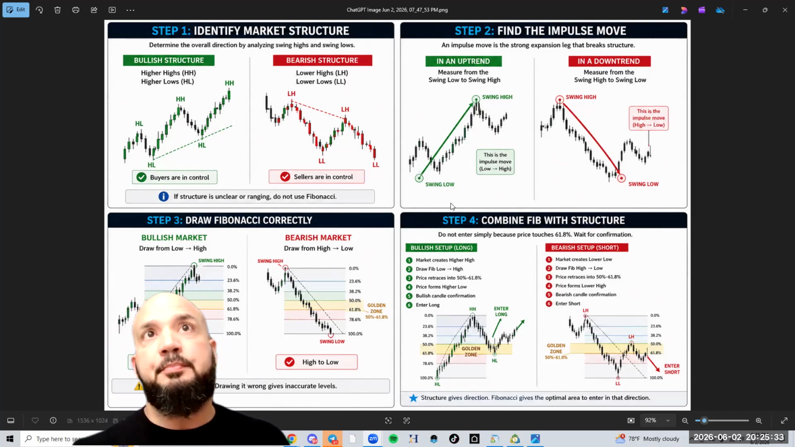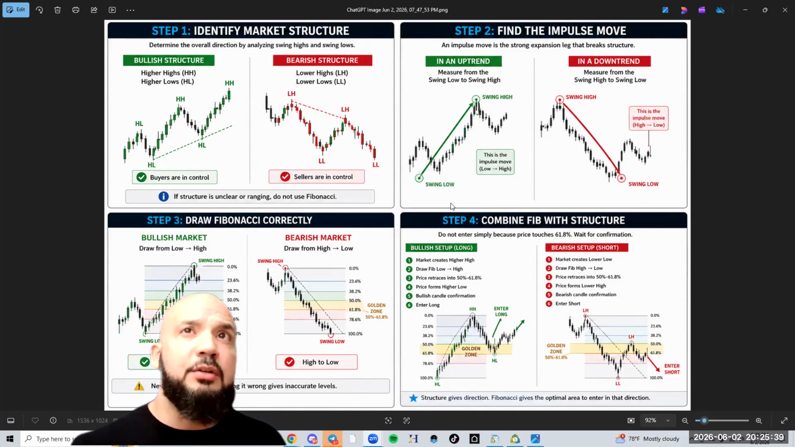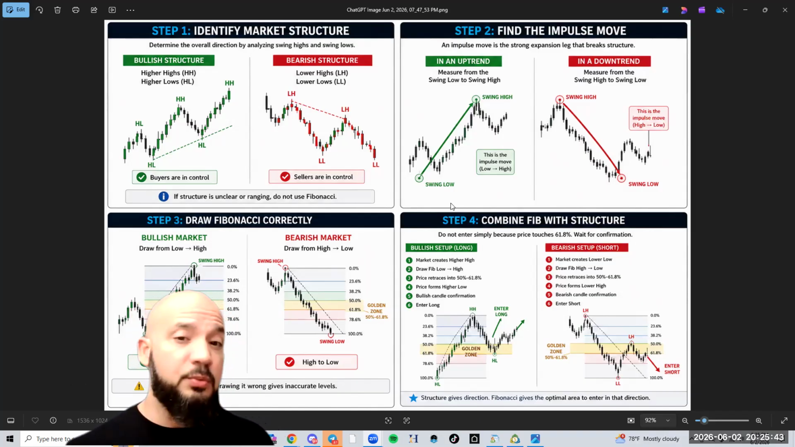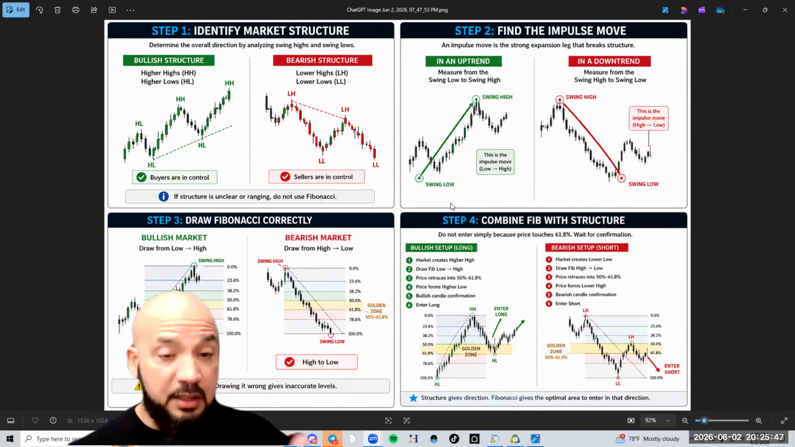All right. Now, the biggest mistake traders make is that most traders draw Fibonacci from random swing points and wonder why it doesn't work. There's a lot of traders out there that think they understand market structure properly, but they're picking the wrong swing lows and swing highs, or the swing highs and swing lows if you're going short.